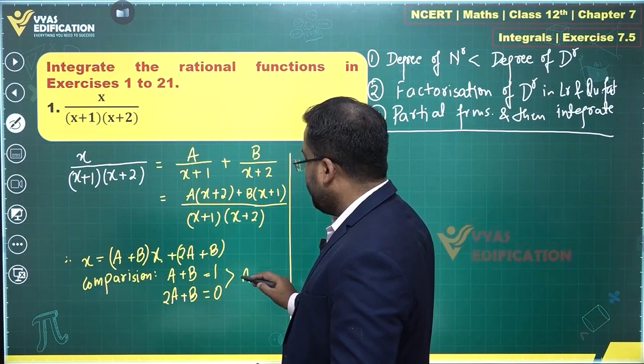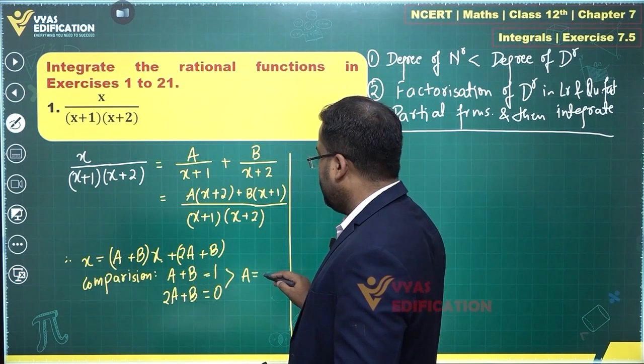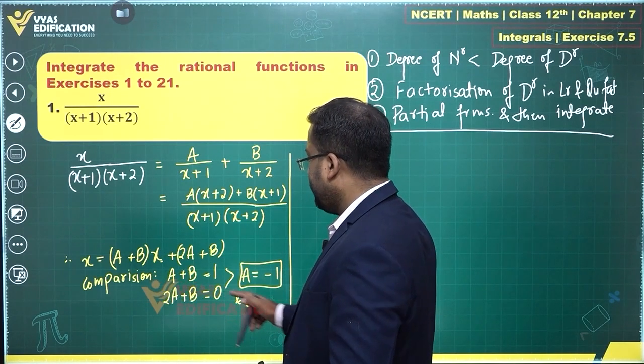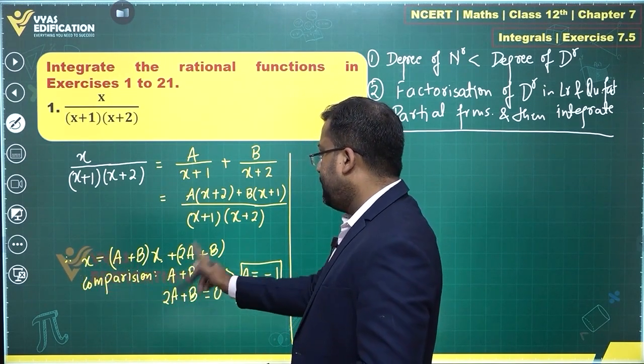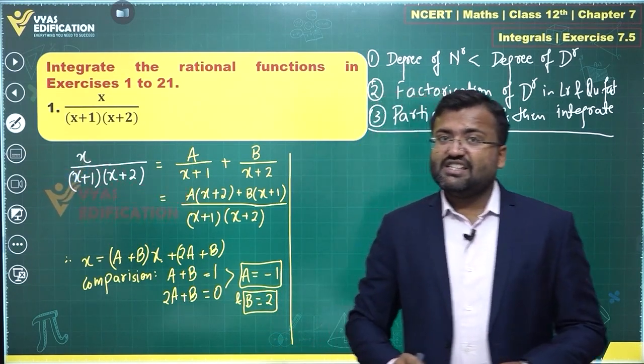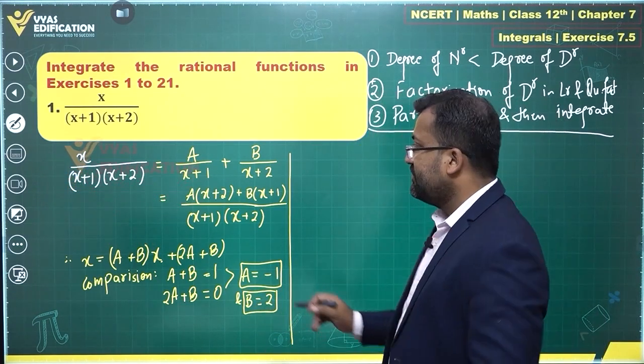2a minus a will give me a, b minus b is gone, is equal to minus 1. And b is equal to 1 plus 1, 2. This is what you get, right? So a is equal to minus 1, b is equal to 2. This is something which I have obtained.